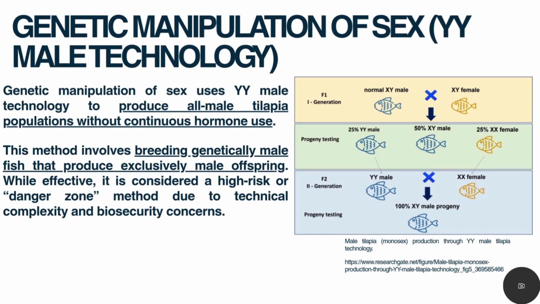Next is genetic manipulation of sex, specifically the YY male technology. This method produces all-male tilapia populations without the need for continuous hormone use. It involves breeding genetically male fish that are capable of producing exclusively male offspring. Although this method is very effective, it is often considered a high-risk technique because of its technical complexity, strict biosecurity requirements, and the need for advanced expertise in genetic management.